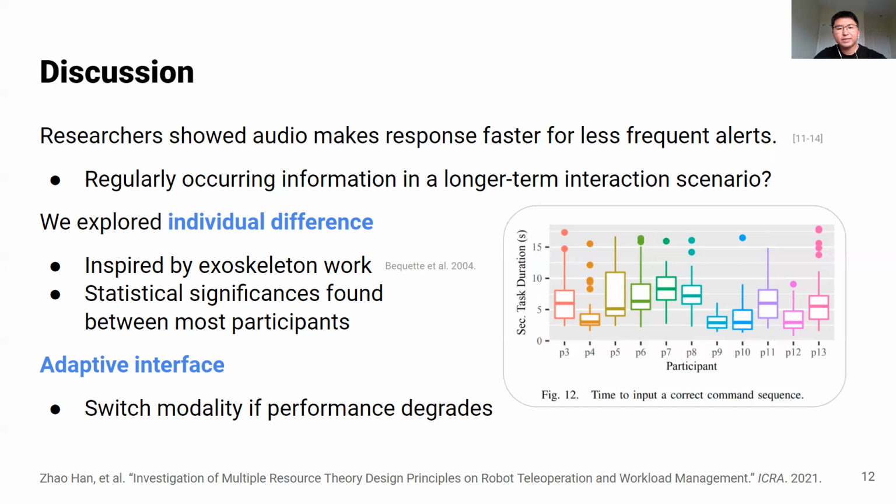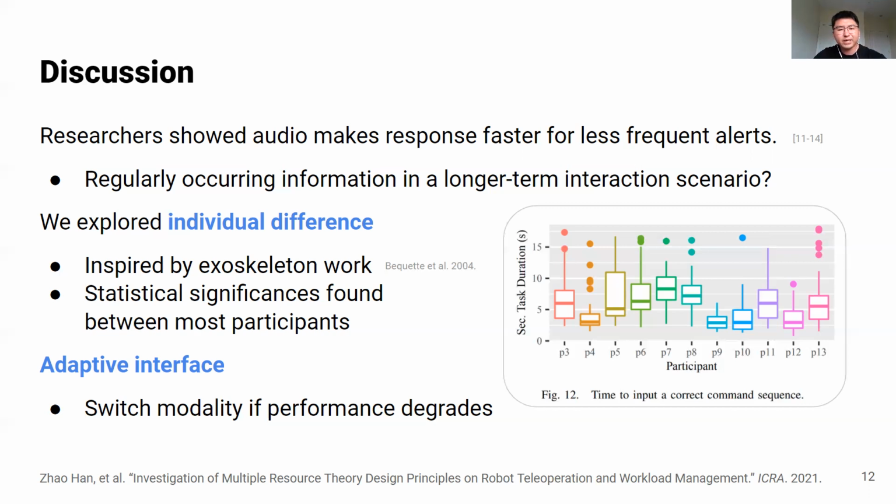We were able to find statistical significance between most participants in the time to input a correct command sequence in the secondary task. As you can see on the right, some of them are slower, some of them are faster. Due to these individual differences, what we can do is to develop an adaptive interface, which could adjust to individual capabilities and preferences. For example, if performance degrades, we can switch modality.